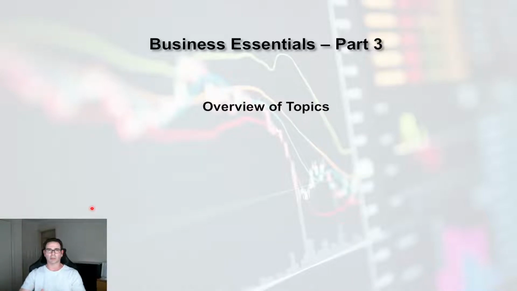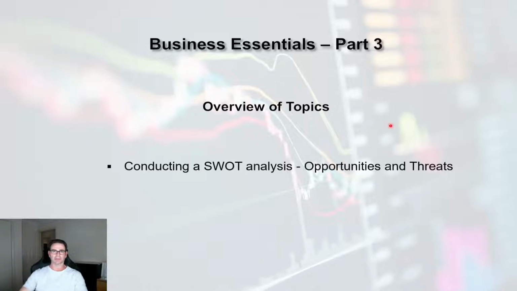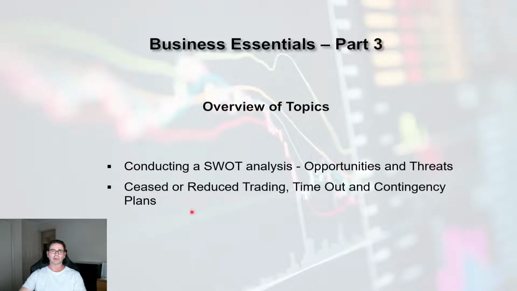Workshop today. We're going to continue with our business essentials, but part 3 this time. G'day, Howard. So let's have a look at our topics for today. We're going to continue to conduct our SWOT analysis on the trading business. But this time we're going to look at the opportunities and threats available to us. We're also going to have a look at what invokes our ceased or reduced trading. What do we do with timeout, and what contingency plans do we have for the trading business?